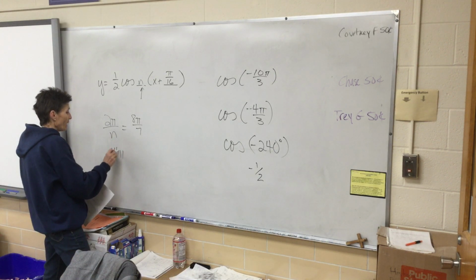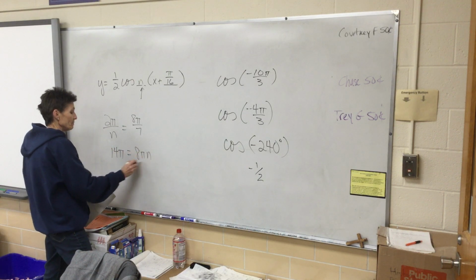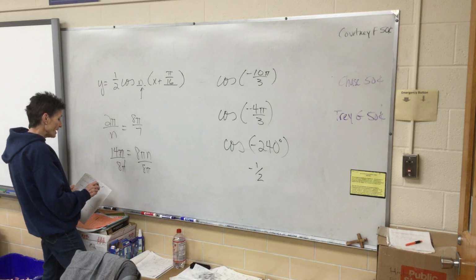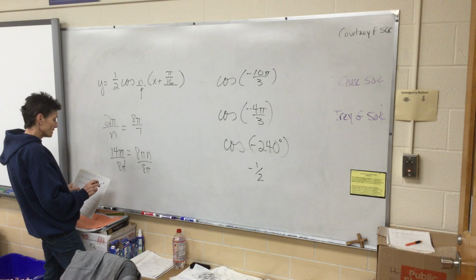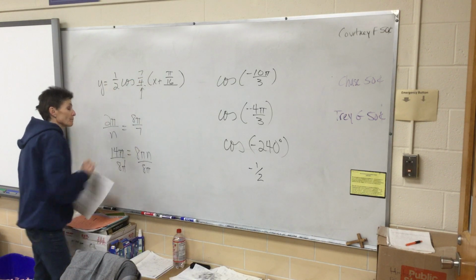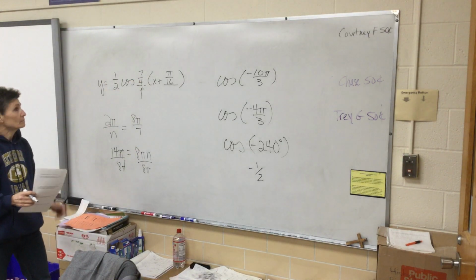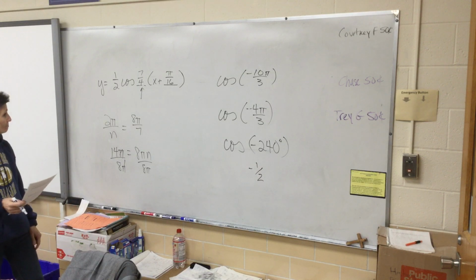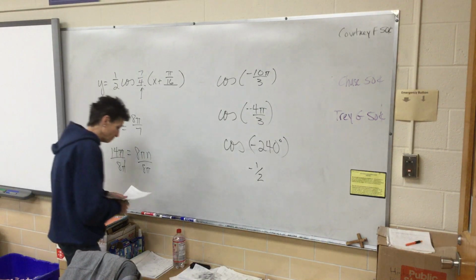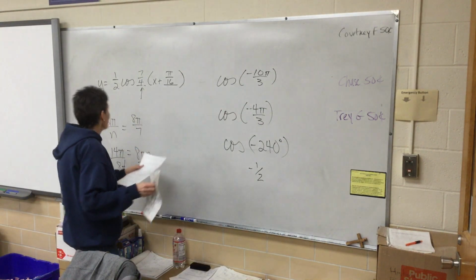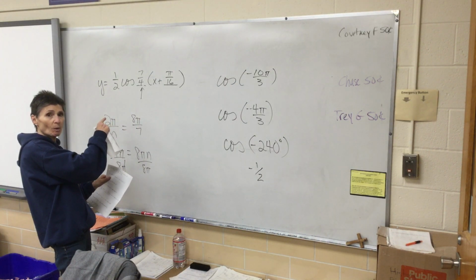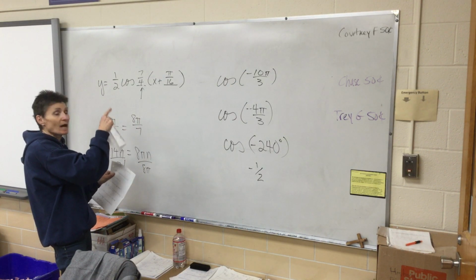So 14 pi equals 8 pi n. Now the pi's are going to cancel. So n is going to be 14 over 8, 7 over 4. There you go. Perfect. Number 7. Oh, by the way, there's more than one answer to this problem, but that would be the most obvious one.